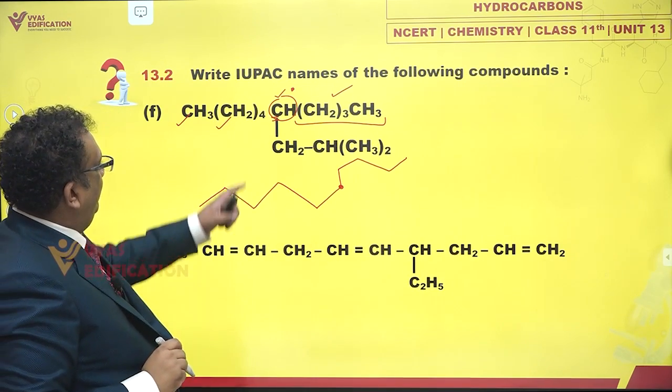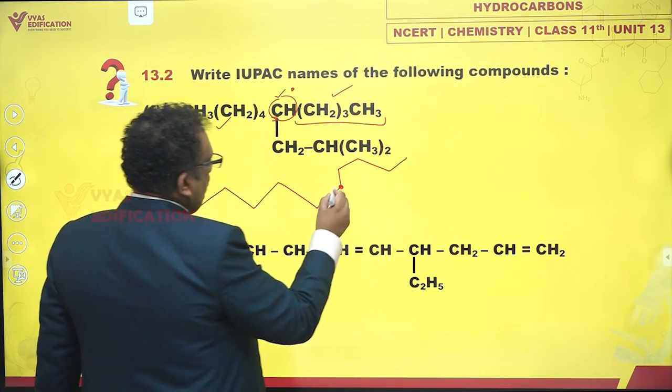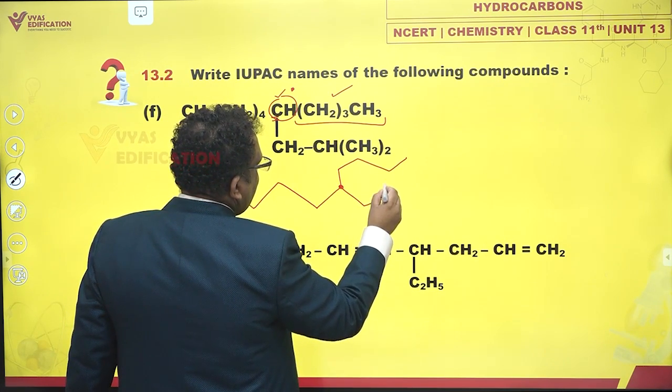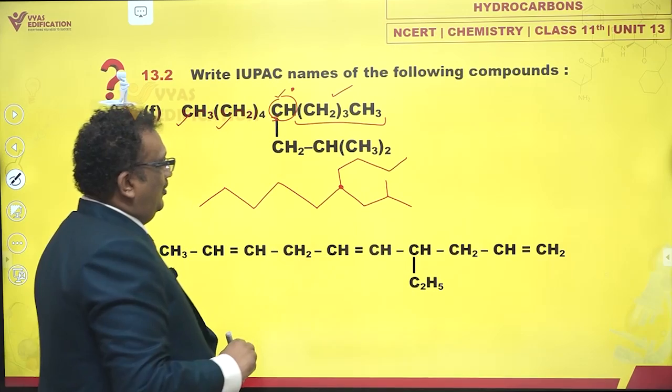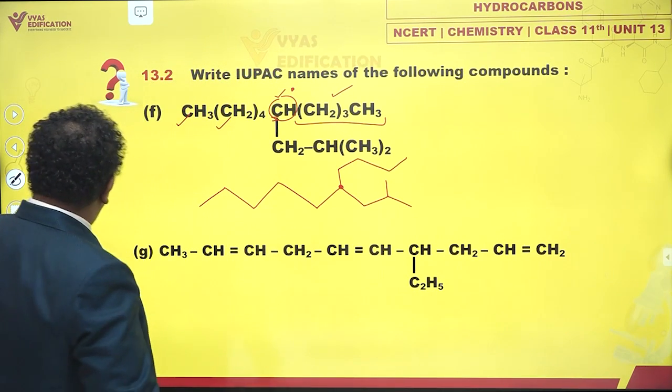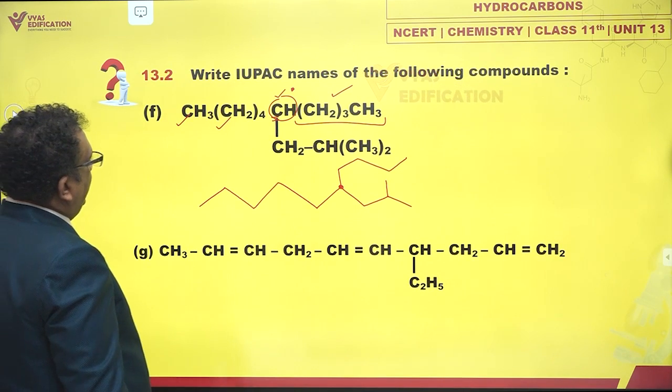Right? What about this? CH2. Then again I have CH. Then I have CH3, CH3. Oh my God, so ugly. Whatever. Just check it once again so that you are sure that you have not made any mistake.